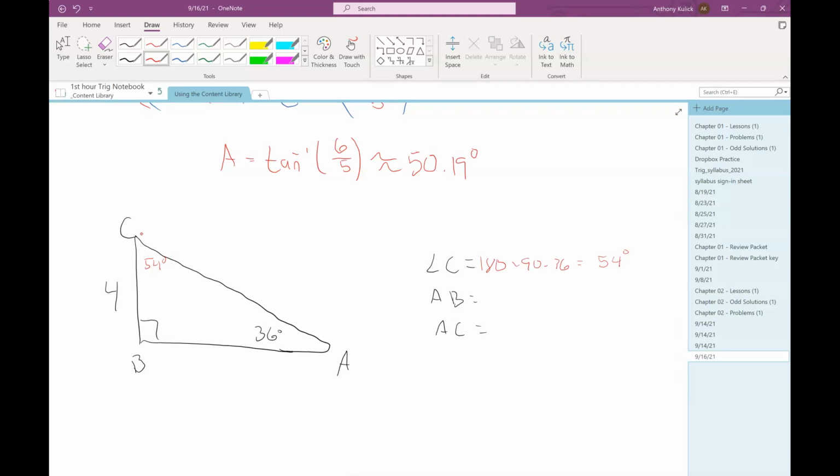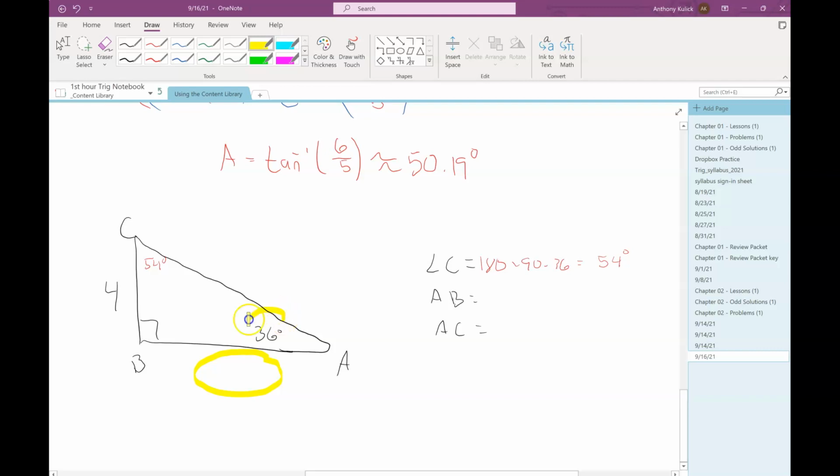Now let's solve for a side length. Does it matter which side length we try to solve for first? No, it doesn't matter. So let's pick a side length that we want to solve for. Which one do you guys want to do? AB or AC? AB, great. So now let's pick an angle that we're going to use. We can either use the 54 or the 36. It doesn't really matter, but we just need to pick one.